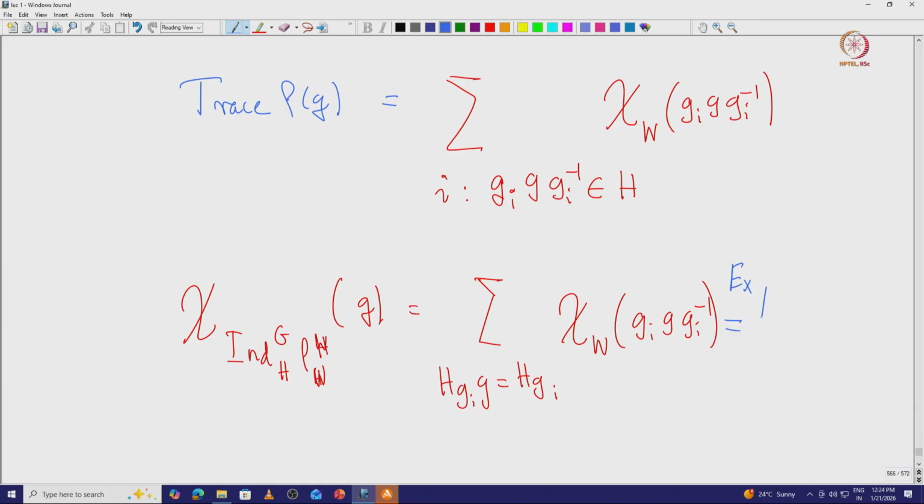You can rewrite this as 1 divided by the cardinality of G, summation of chi W of x g x inverse, where x runs over G such that x g x inverse comes from capital H. This is another way of writing the same induced character, and this completes the calculation of the induced character. I will stop here. In the next class we are going to prove the Frobenius reciprocity theorem, which relates the character of the induced representation and the restriction representation. Okay, I will stop here. Thanks.